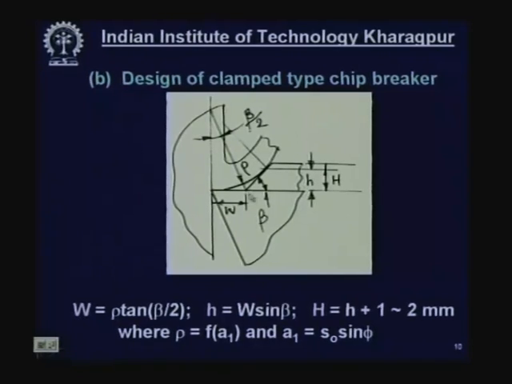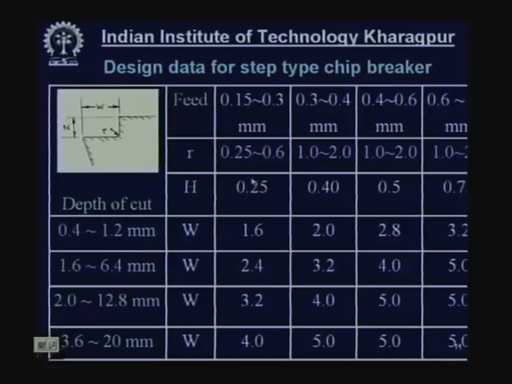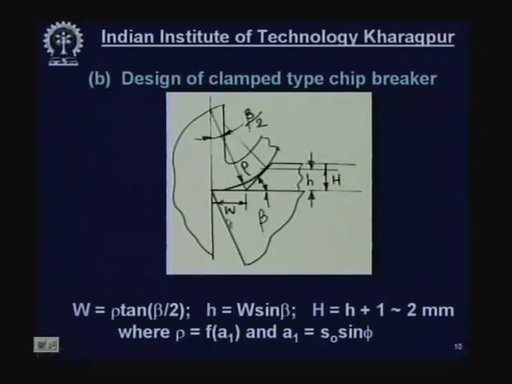From this geometry we get W. This W is equal to rho tangent of beta by 2, this is beta by 2. And what is h? This small h here is equal to W sine beta. If this is W, this is also W, and this height is equal to W sine beta. And capital H, the total height, will be small h plus 1 to 2 millimeter, the total height of the clip or the clamp.